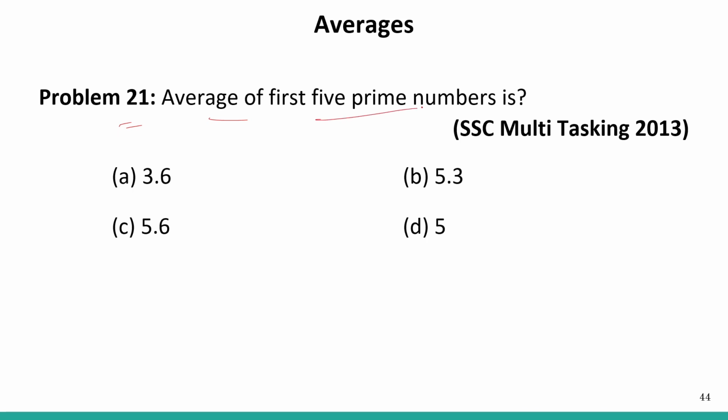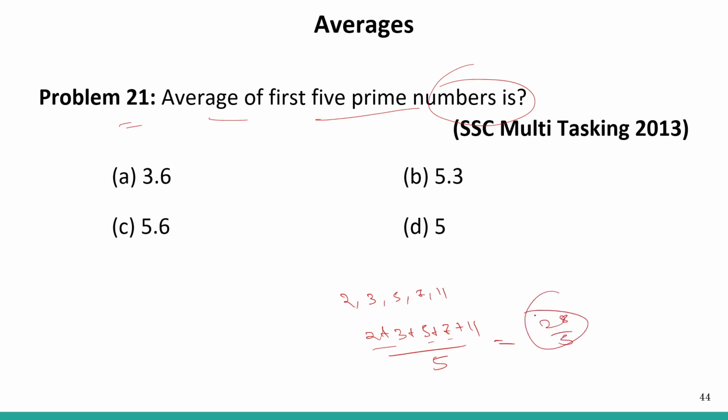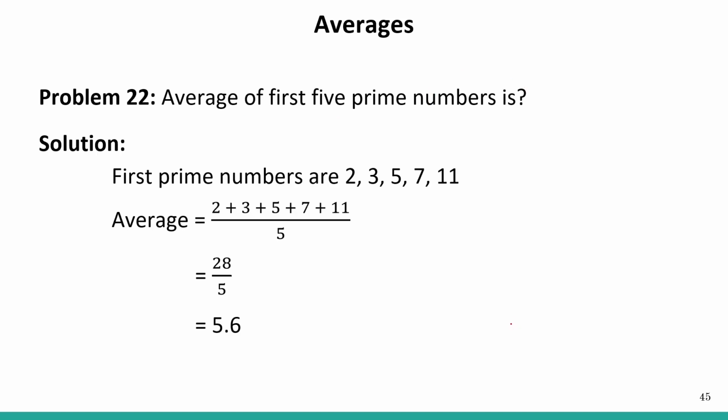If the average of the first 5 prime numbers is what? So the first prime number is 2, then 3, then 5, then 7, then 11, right? So these are the first 5 prime numbers. So 2 plus 3 plus 5 plus 7 plus 11 by 5 is equal to what? So this is 5 plus 5 is equal to 10 plus 17. So this will be 28 by 5. Okay, so 28 by 5 is the correct answer.